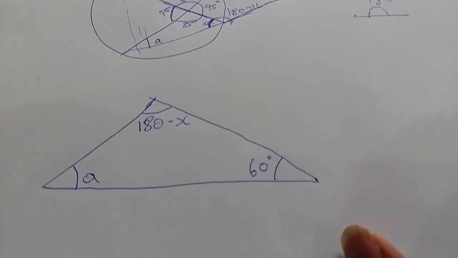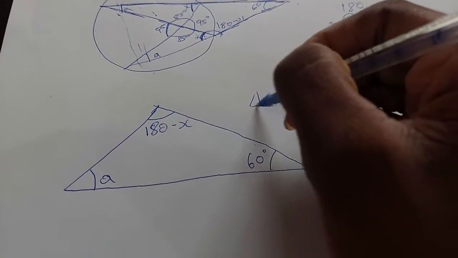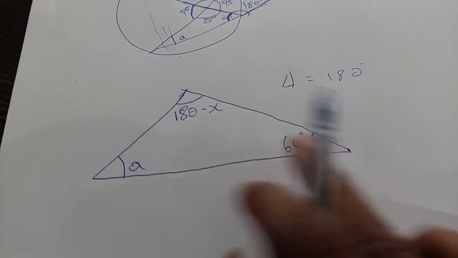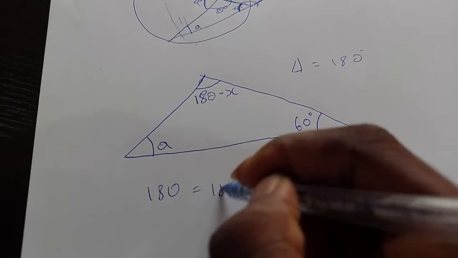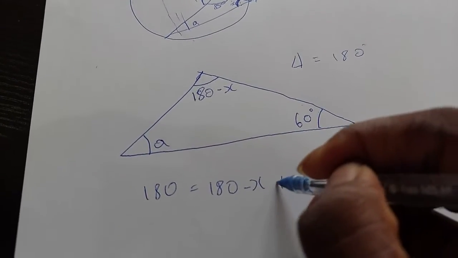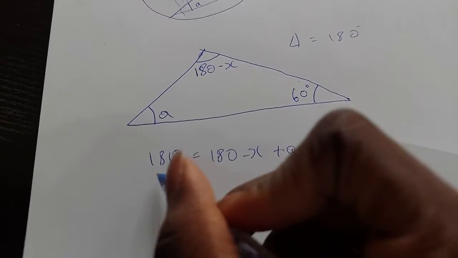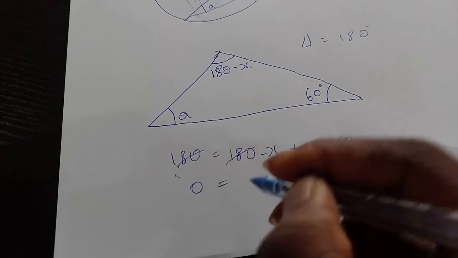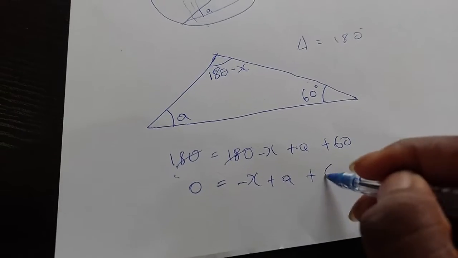Now I've gotten this. Now I want us to remember something again about a triangle, that the sum of angles in a triangle will always give us 180. So that means if we add all these elements inside this triangle, we're going to get 180. So that is 180 equals 180 minus x plus a plus 60. Now if you carry 180 to the other side, this will get out, this two will get out. So that will be 0 equals minus x plus a plus 60.